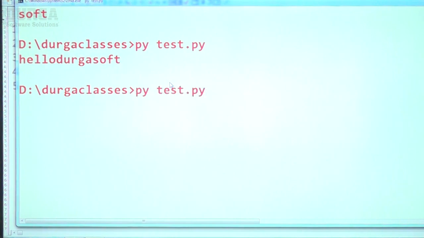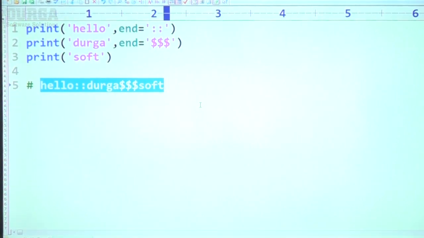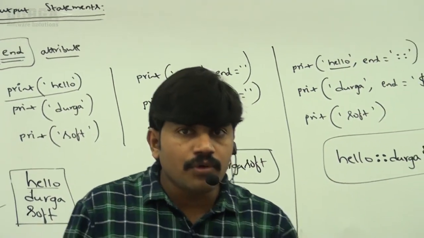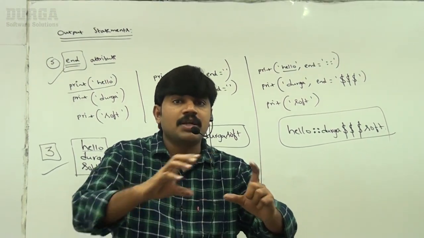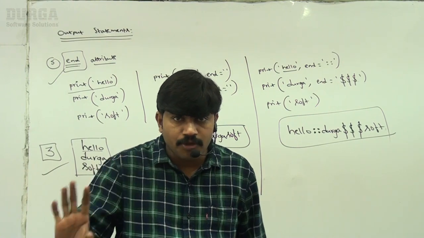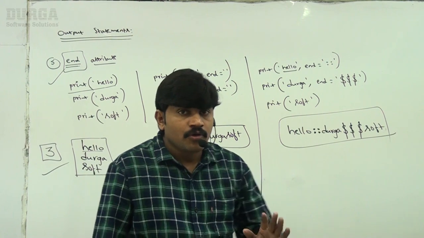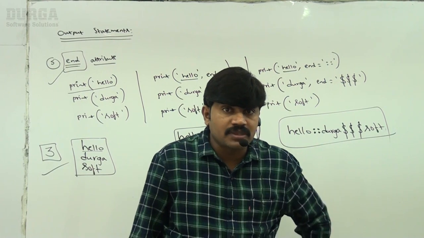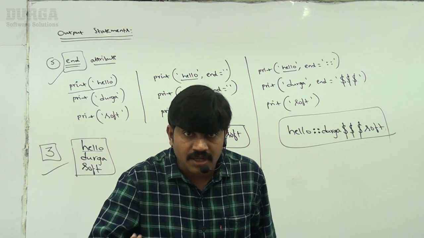Let me execute this code. Have you observed? Hello, double colon, Durga, dollar, soft we are trying to get. Yes, perfectly it is going to work. Clear for all of you? So how to use the end attribute, how to use the SCP attribute, sir. SCP attribute: single print statement, multiple arguments are there, then SCP attribute is meaningful. End attribute: multiple print statements are there, then we have to go for the end attribute. Clear? Don't get confused about where to use the SCP attribute and where to use the end attribute. Can I use both together or not? I will go for one more example so that you will get much clarity.